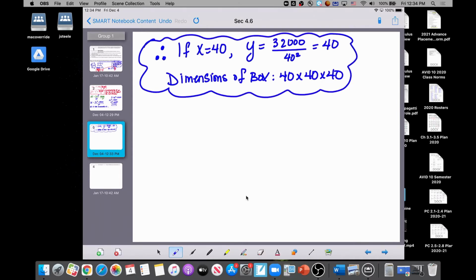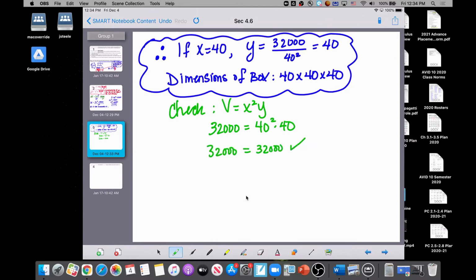And if I wanted to check, which, you know, checking your work is always a good idea, I know that my volume is supposed to be x squared times y. And I know that the volume that I started this problem with was 32,000. So 32,000 should be equal to 40 squared times 40. And when you do the math, it certainly is. So that's just a quick check that we did our math correctly, that x equals 40 is the correct answer to minimize the surface area of this box.